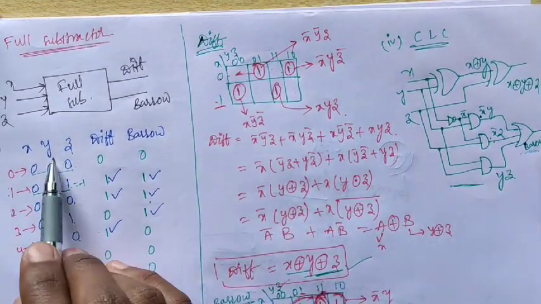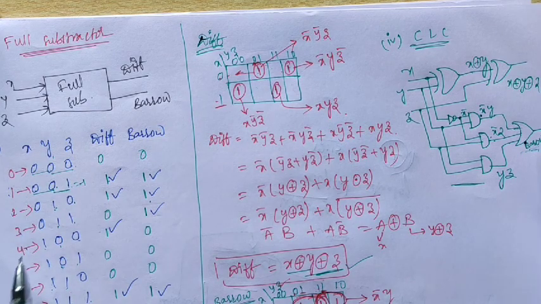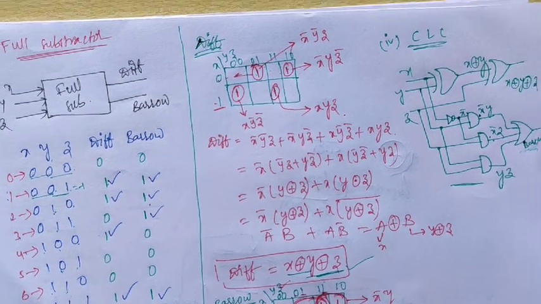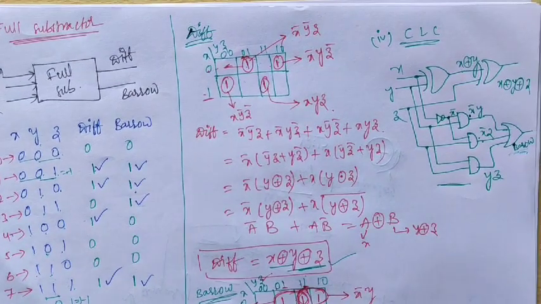Okay, clear? 3 inputs, that is the representation of the full subtractor. So we have to define the difference and borrow. According to the difference and borrow, we can generate the output expressions. Based on those output expressions, we can design the combinational logic circuit for the full subtractor.